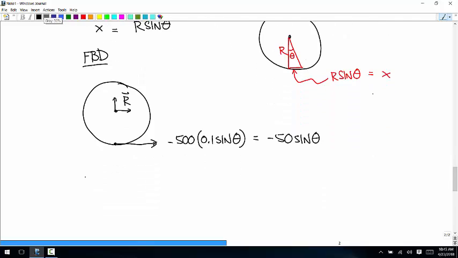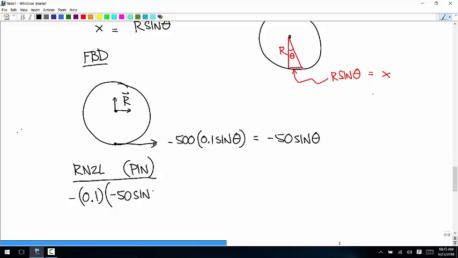All right, so now we'll use the moment equation about the pin, which in this case is the center of mass of the disk. There's no moment produced by that reaction force R. What's the moment produced by that spring force? It's going to be negative moment arm of 0.1 times this force of negative 50 sine theta, is equal to the mass moment of inertia about the hinge, which is the center of mass of that disk, times alpha.